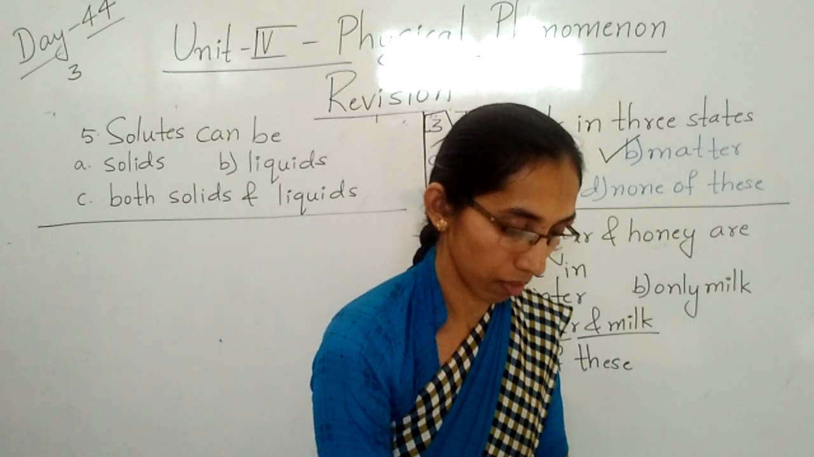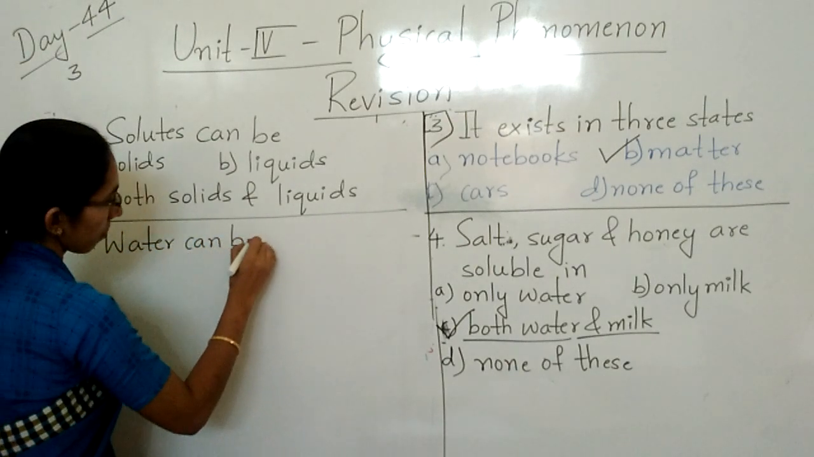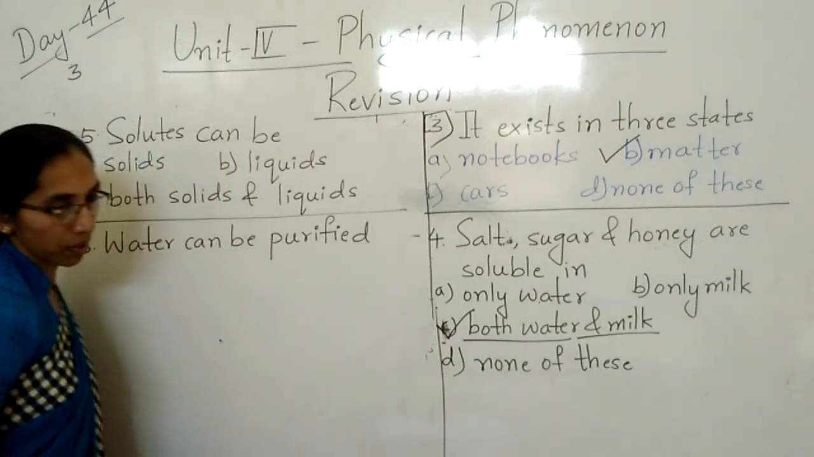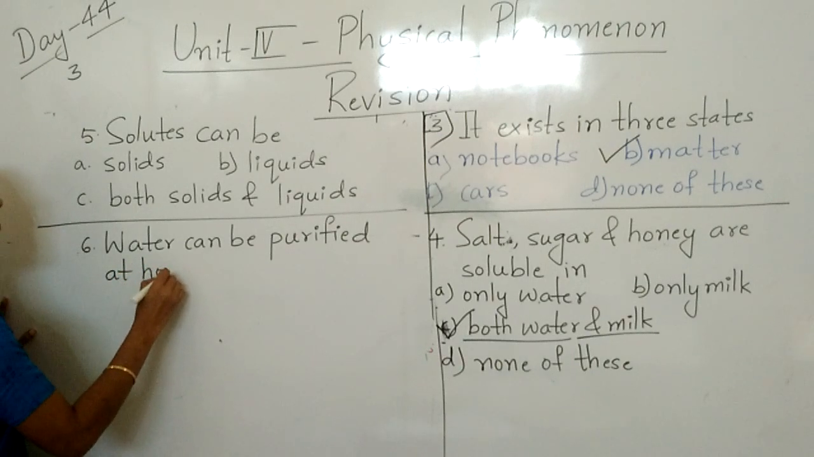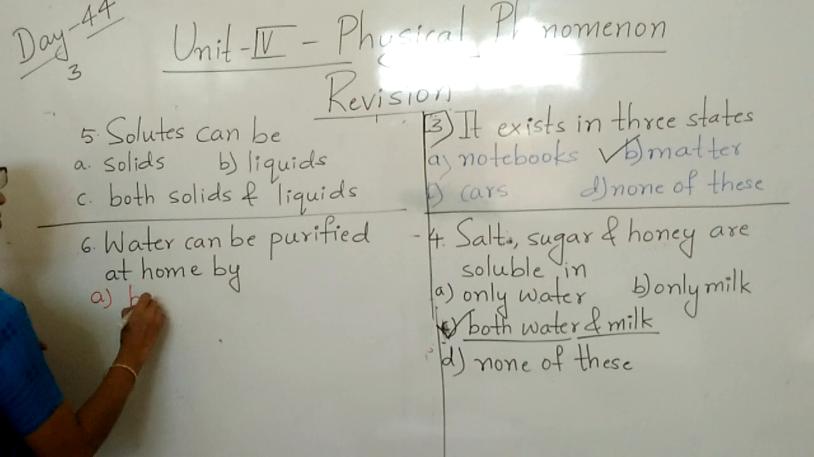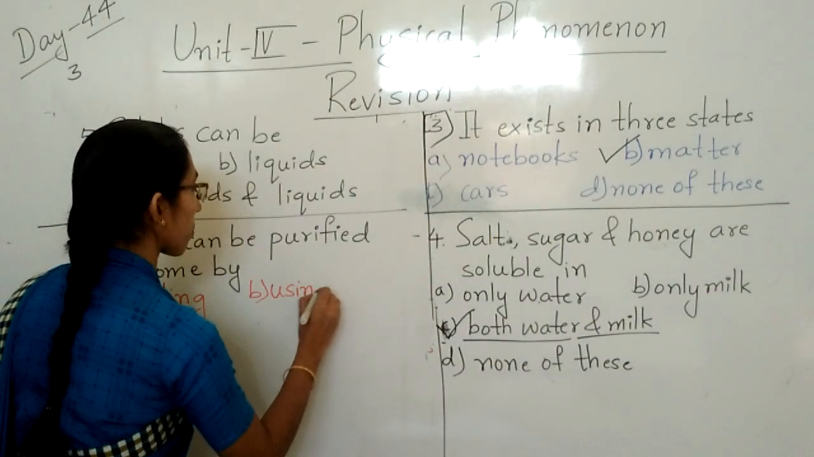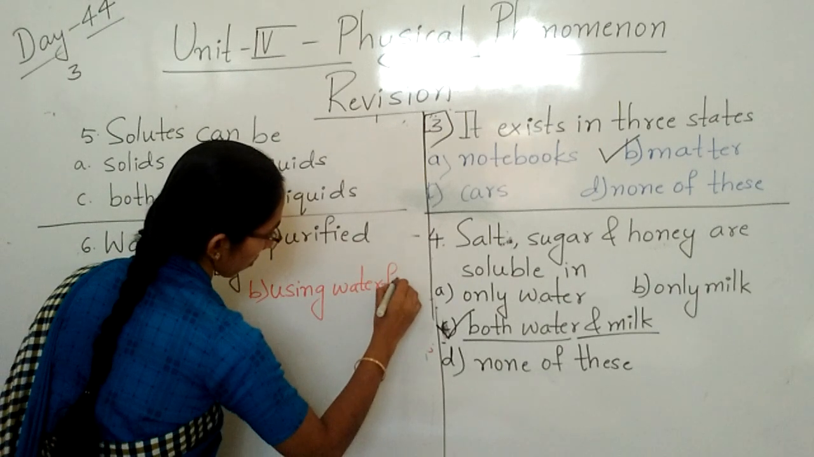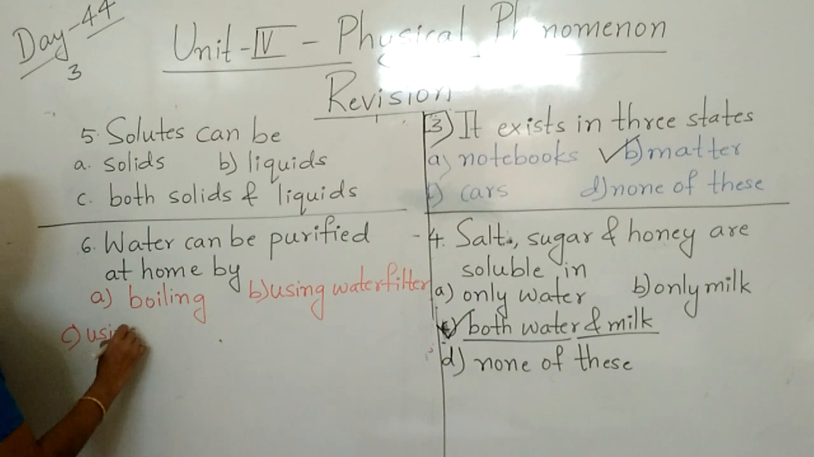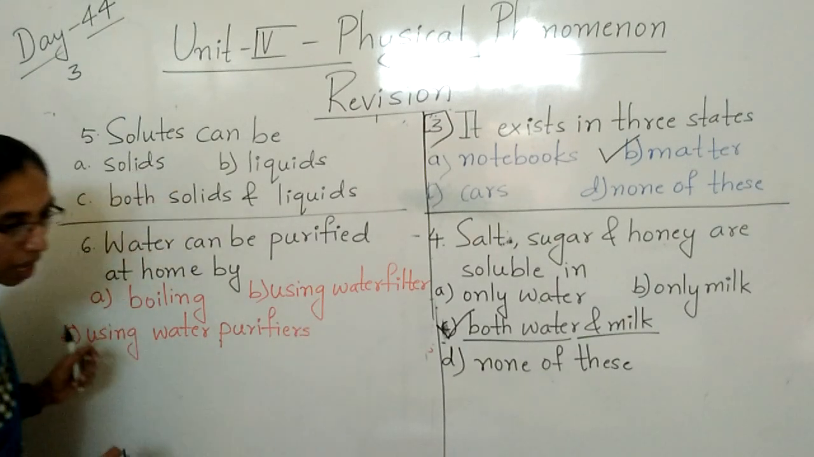Next one. Water can be purified at home by A, boiling, B, using water filter, C, using water purifiers, last one, all of these.